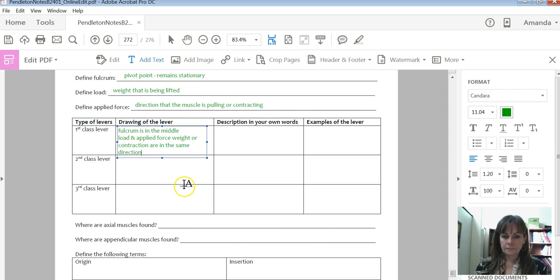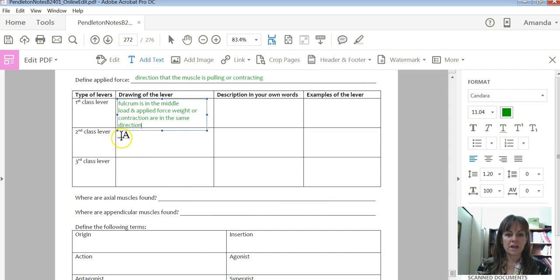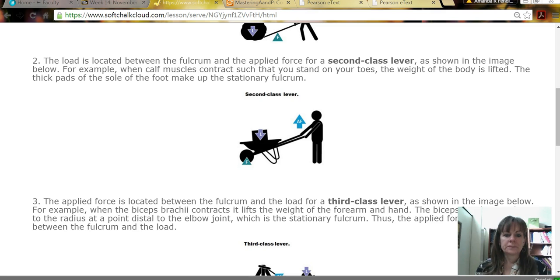Okay, so do the same thing over here. Make sure for second class levers that you note that the load is the one in the middle. That load and applied force are in opposite directions for a second class lever. Describe it in your own words. Describe the example in your own words.